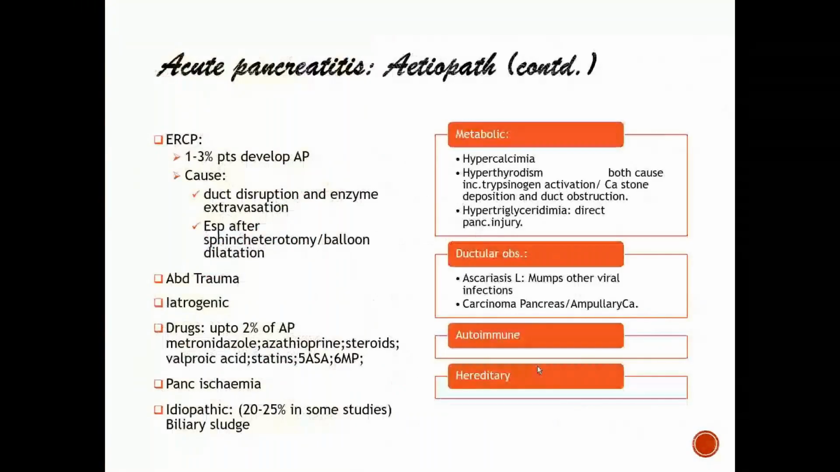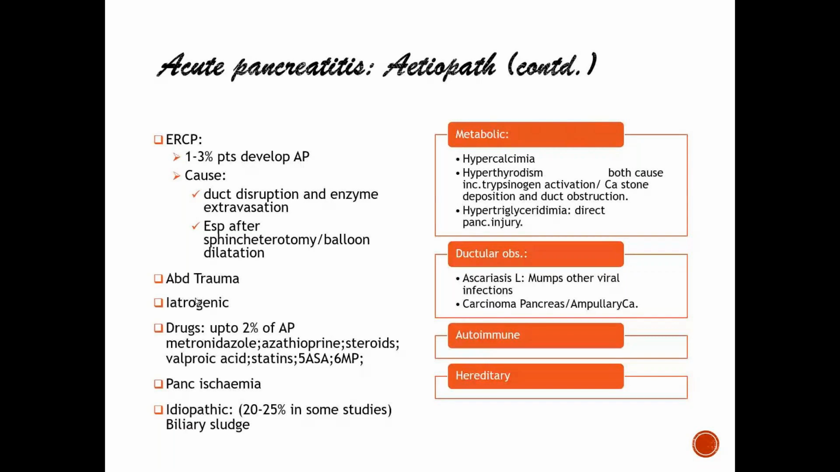Coming to the other causes, ERCP is again an important cause. In 1 to 3% of patients with acute pancreatitis, you'll find a history of ERCP. Why does ERCP cause acute pancreatitis? There is a duct disruption and enzyme extravasation, especially in those cases where ERCP is also accompanied by sphincterotomy or a balloon dilatation. Abdominal trauma, iatrogenic, that means you're doing some kind of surgery. Most common is a splenectomy, where you're tying the splenic hilum, you're not careful enough, and you tie the tail of the pancreas, which is in close relation to the hilum of the spleen. So what happens? There is acute pancreatitis of the tail of the pancreas.